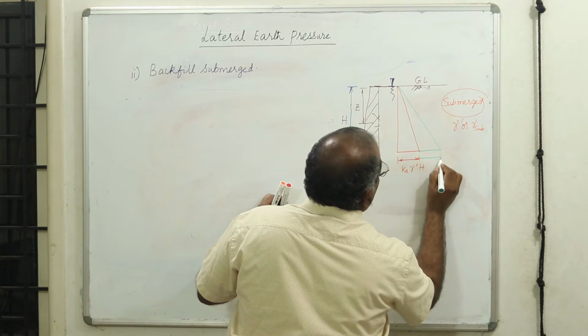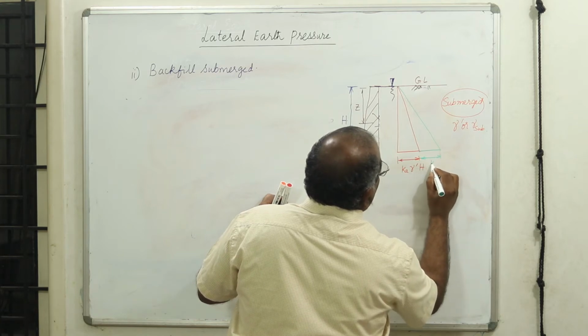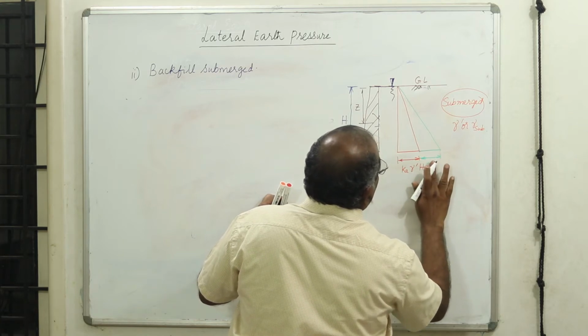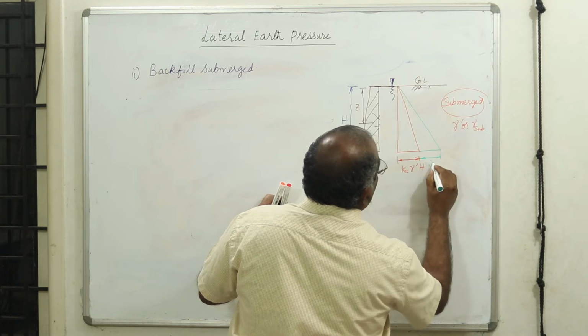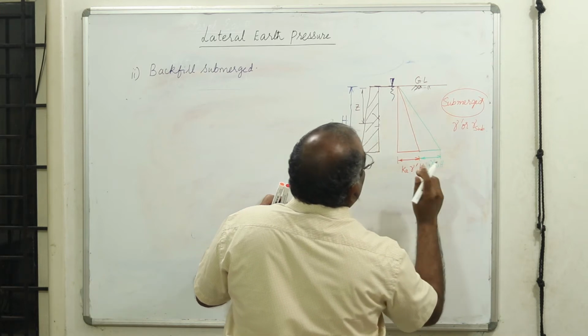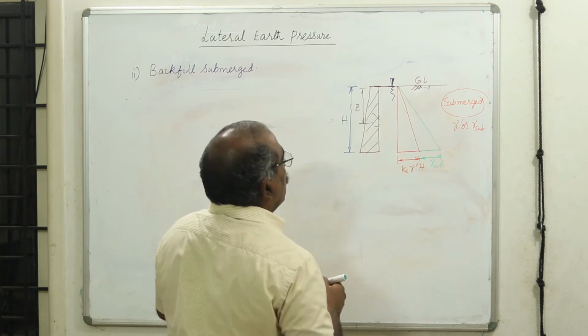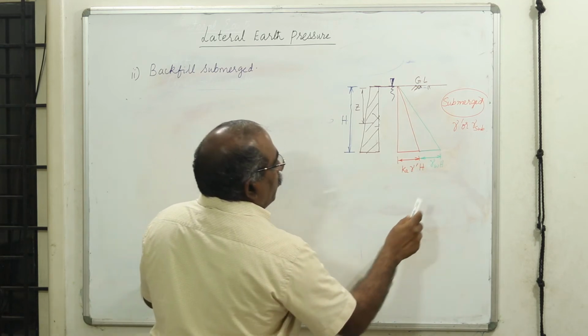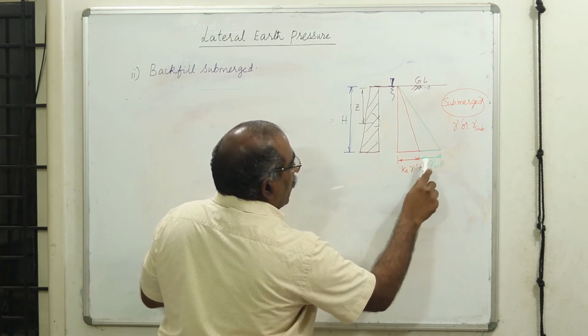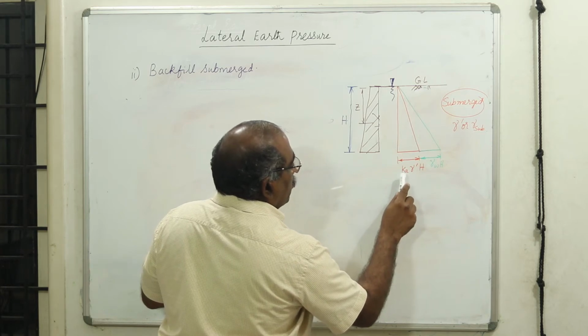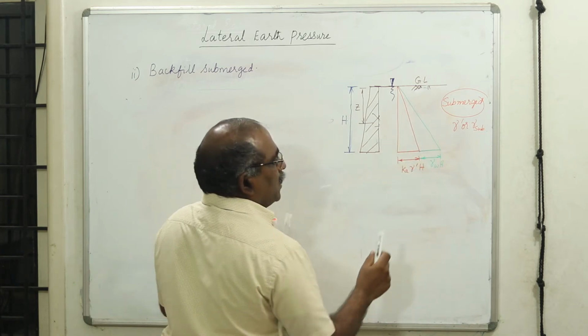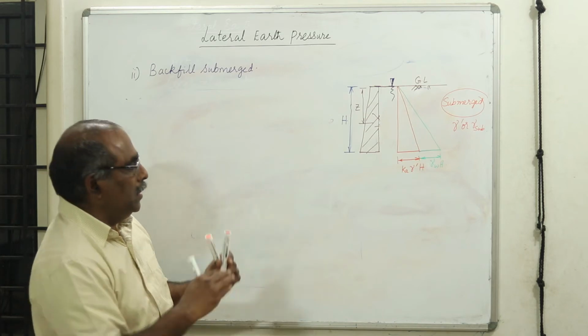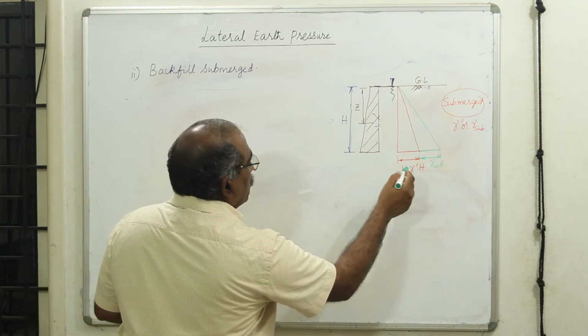This is... K is not there because it will be gamma W into H. Understood? Because I already discussed, for hydraulic pressure, you are not going to have K. K is coming for only earth because you will not have the same horizontal and vertical pressures. It is going to be a multiple of some coefficient.